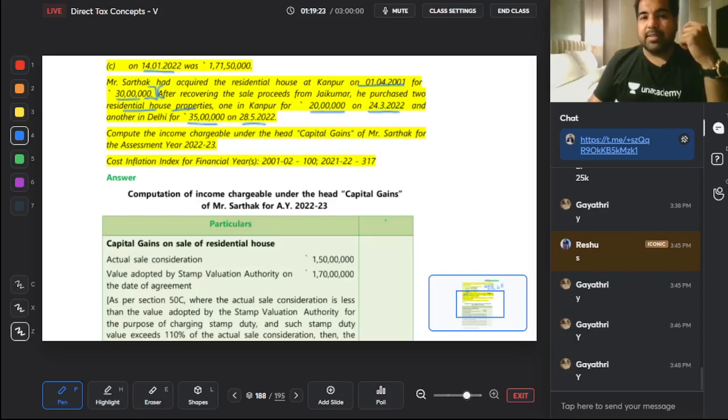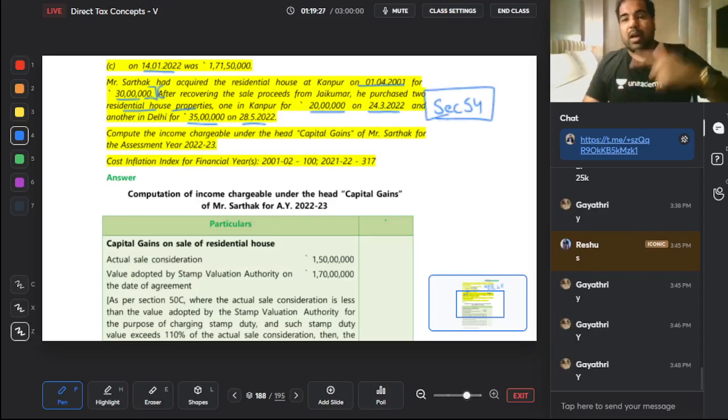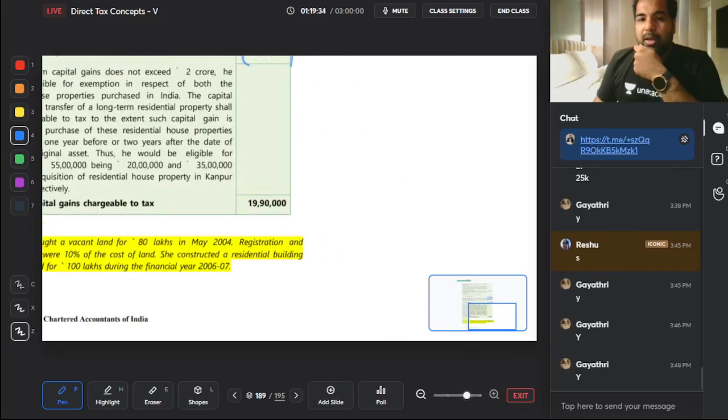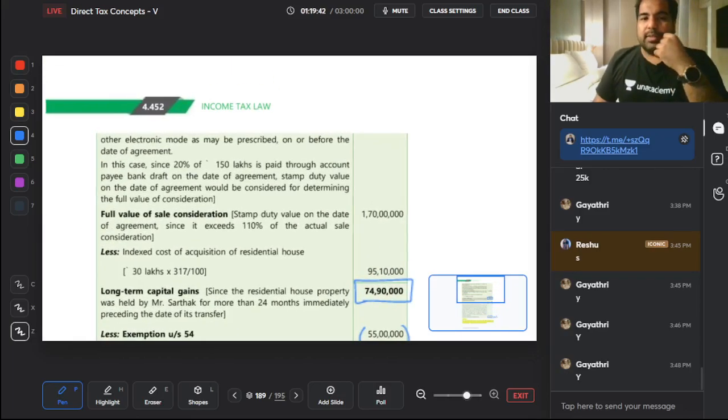So can I minus it under section 54? Yes, because you're an individual. The house that you sold is a residential house property, long term. So you can minus 55 lakhs. And on the remaining, I will have to pay tax. Yes, at what rate? You've sold a long-term asset. So 20%. That is the answer, guys.